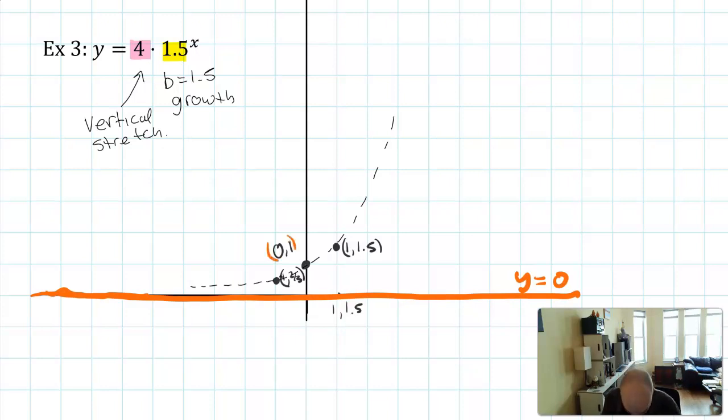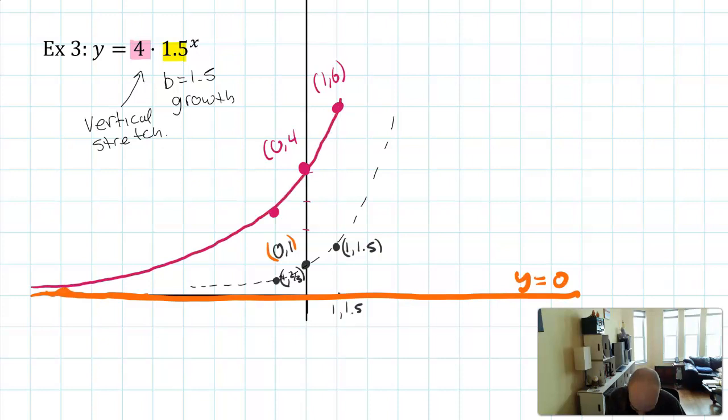So 0, 1 is going to move to 0, 4. 1, 1.5 is going to go to 1, and 4 times 1.5 should be 6. So this is 1, 6. And then over here on the other side, 2/3 times 4 is 8/3, which is 2 2/3. So 1, 2 2/3. So something like this. The asymptote, though, stays the same. So this graph would look something like that.